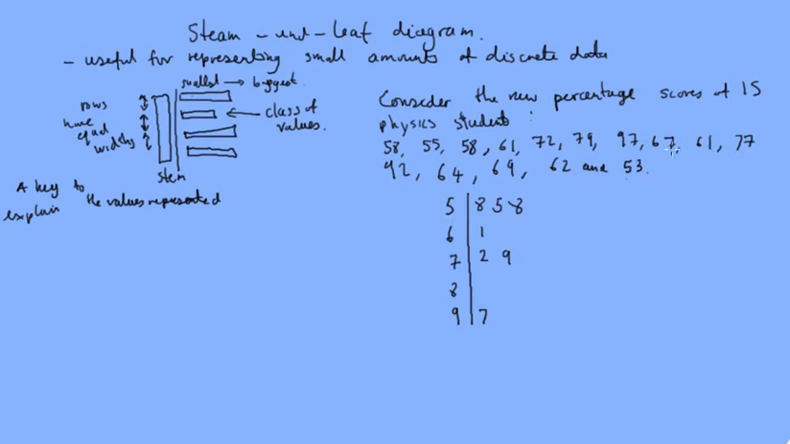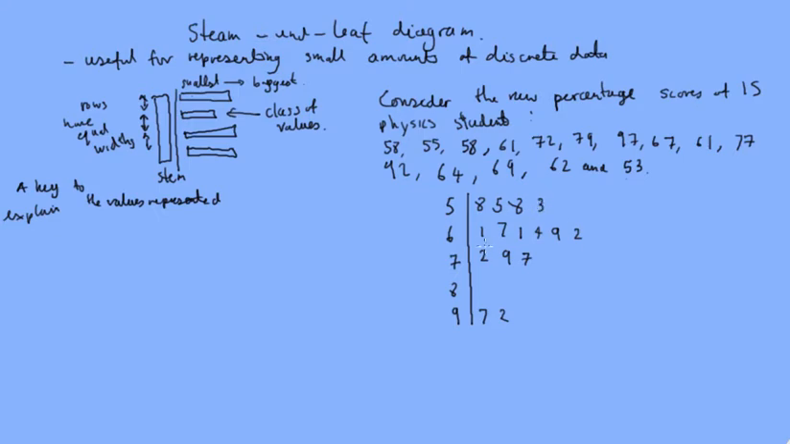Then we're back to 67, so 67, 61, 77, 92, 64, 69, 62, and then the final one is 53.